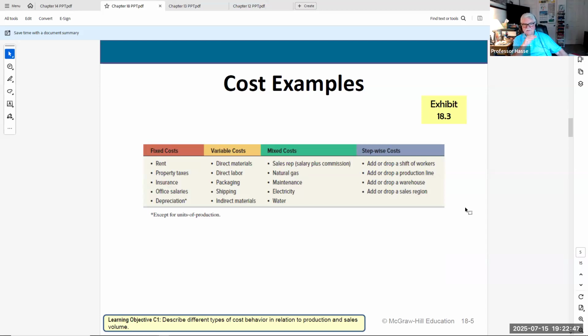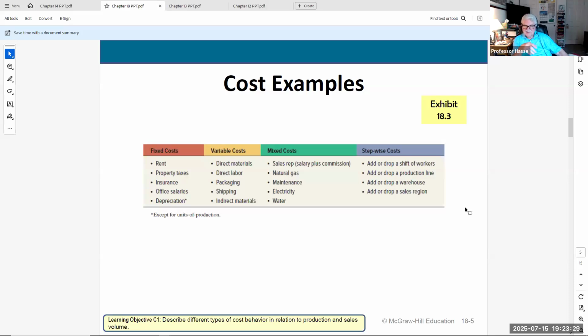A fixed cost, as I said, is a cost that has nothing to do with the volume that we're producing. Examples: rent, property taxes, insurance, salaries, depreciation. We produce 1 unit or 1,000,000 units, we still have those core costs. Variable costs change with production. Direct material, direct labor, packaging, shipping, indirect materials. Yes, the more we produce, the higher the cost.